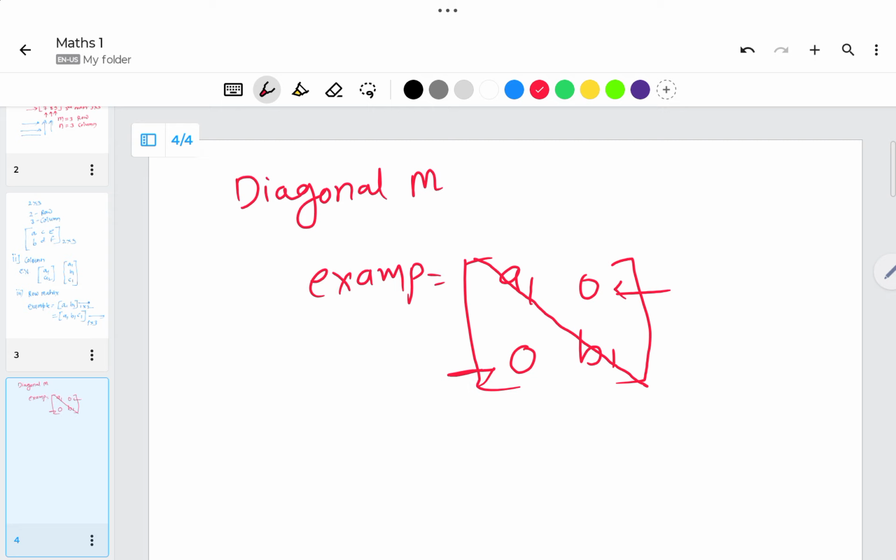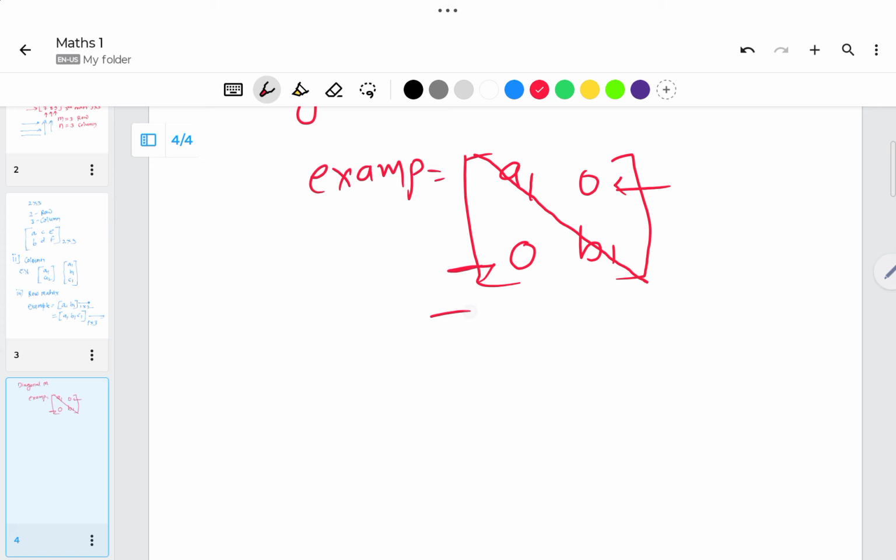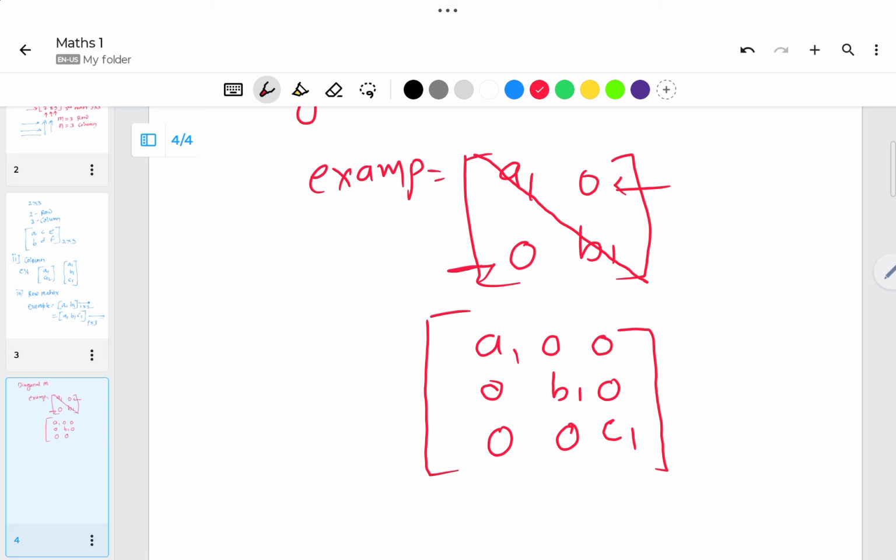Similarly, if I want to give a different example, here you can see this one. A 3 by 3 matrix: A1 0 0, 0 B1 0, 0 0 C1. So only these diagonal elements have some value. The rest are all zero. That's why we can say this is a diagonal matrix.